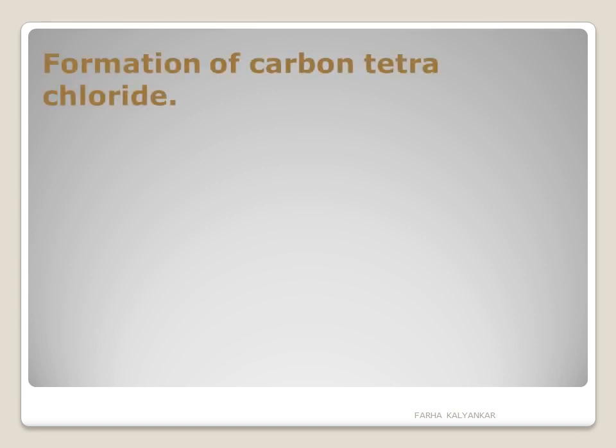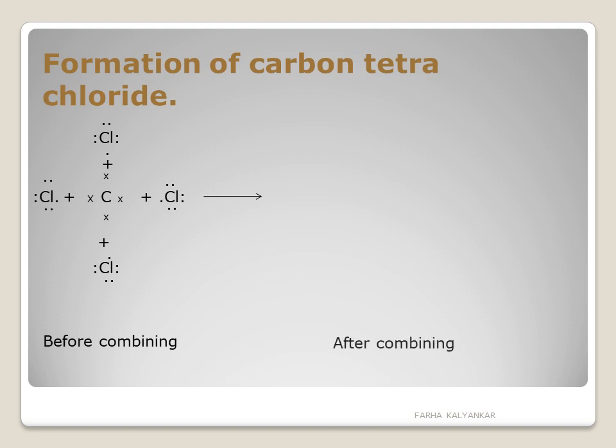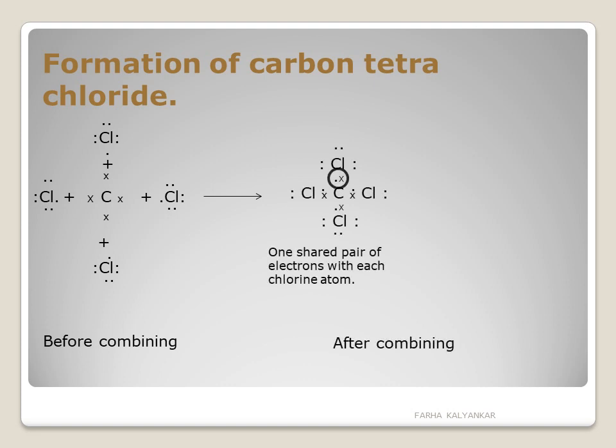Let's study the formation of carbon tetrachloride. Before combining, I am having a carbon atom with its respective valence electrons. This carbon atom combines with four chlorine atoms, which are represented with their valence electrons as this. After combining, one pair of electrons is shared with each chlorine atom, thereby leading to the formation of four single covalent bonds.